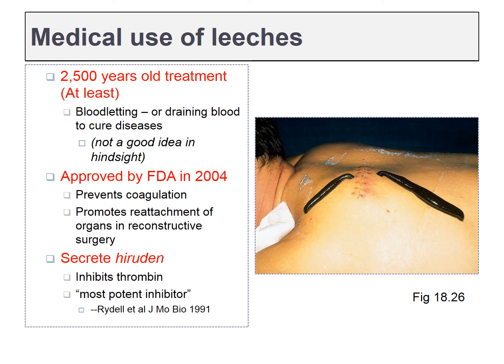Leeches produce a very powerful anticoagulant called Hirudin. This is one of the most powerful anticoagulants that we know, and it also blocks thrombin. Unlike heparin, this is not a molecule that you would find naturally in the human body, but it's pretty important for these leeches, which are trying to live off of your blood, to keep the blood flowing. They don't want clots to form.